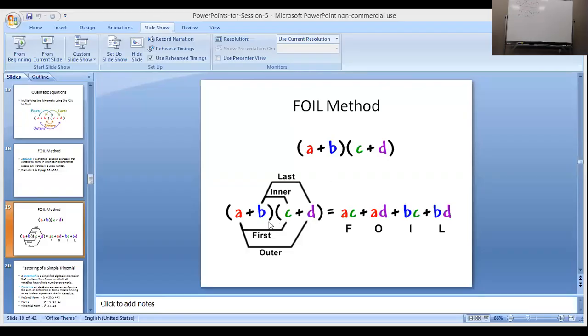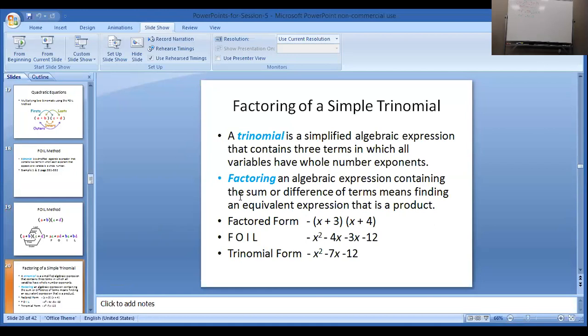Basically, the FOIL method, as you can see on the PowerPoint, you have (a + b) times (c + d). You take the first, the letter F comes from there, a times c, then a times d, the first times the outer, then the inner I, b times c, the last, b times d. All right? Any questions? No.